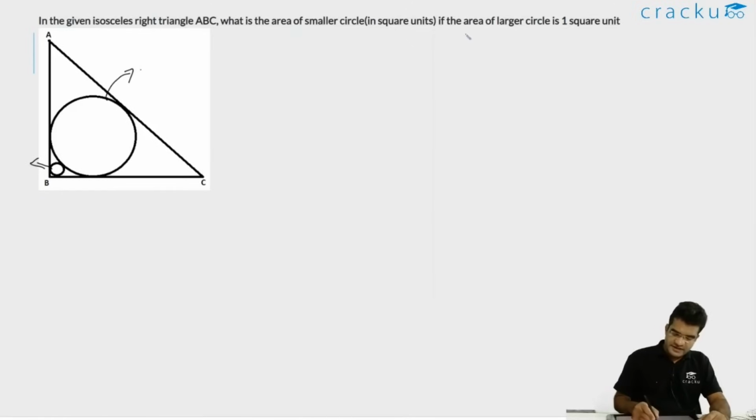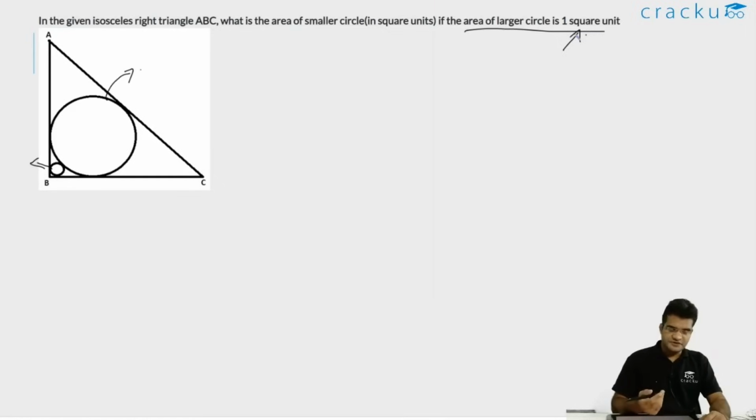We are told that the area of the larger circle, that is the area of the incircle, is 1 square unit. Now how are we going to find it? We can find it if we can find the ratio of the radii of both the circles, then we can easily find the ratio of the areas. Once we know the ratio of the areas, because the area of the larger circle is given, we can easily find the area of the smaller circle.